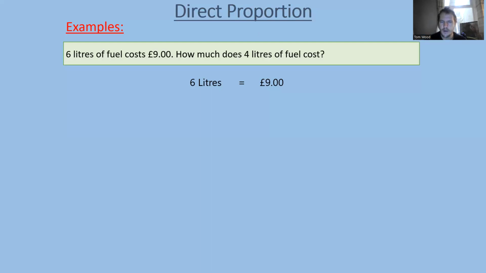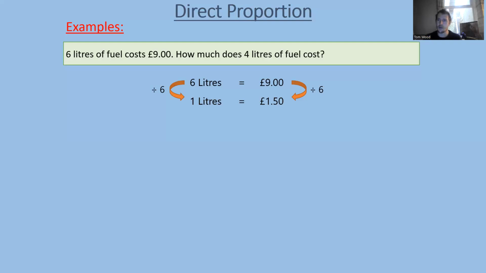Okay, so for this idea here, I do think it is really worth looking at this as a real life problem as well. If I know how much 6 litres is going to be, I need to know how much it is per litre. So to find that out, if I know 6 litres is equal to £9, I divide that by 6 to get to my base value, and I know that is going to be £1.50.